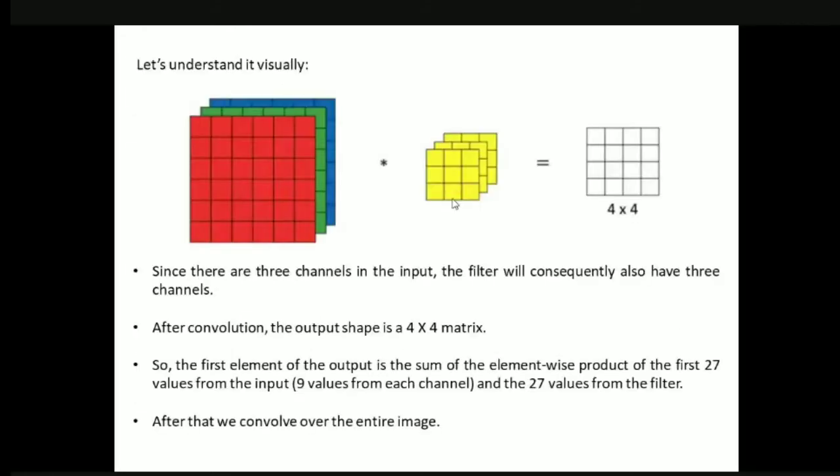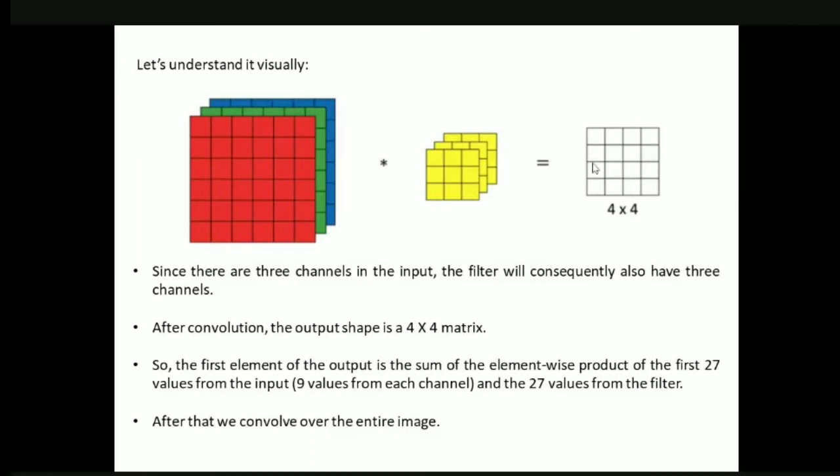So next, if you see it visually, this is a 6 by 6 by 3 image. That is, height is 6, width is 6, and the total number of channels is 3, that is R, G, and B. As the total number of channels is 3, we have to use 3 different channels of the filter. That is the same filter with 3 different channels. So we will be getting output as 4 by 4.